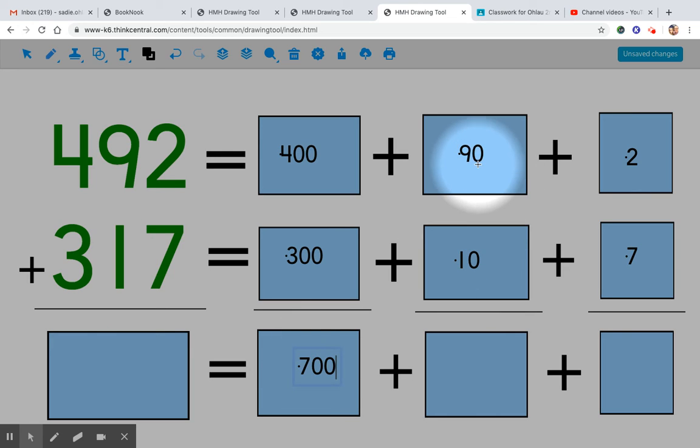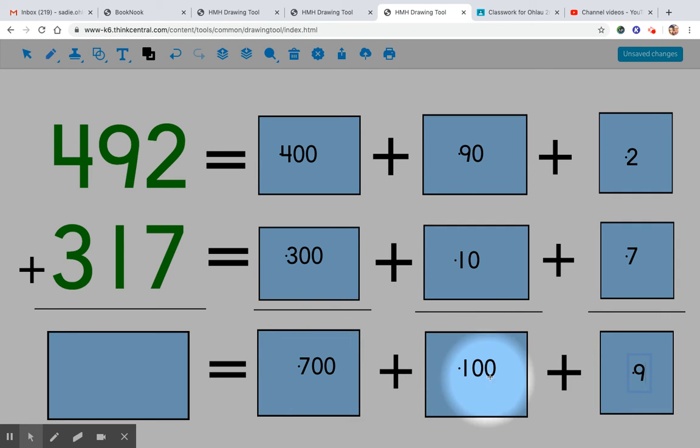Next, I have 90 plus 10. If I have 9 tens and I add another 10, what am I going to have there? I'm actually going to have another 100, right? Okay. And last, I have 2 plus 7. 2 plus 7 equals 9. So I have 700 plus 100 plus 9.